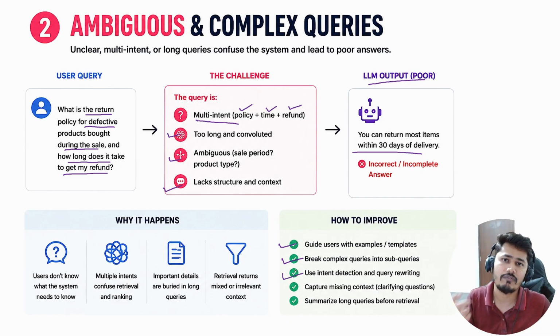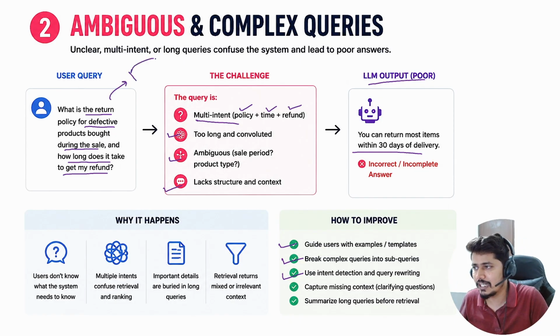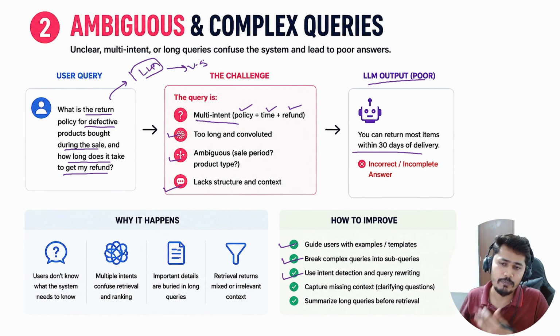First you understand what the user intent is, and you can rewrite the query. You can use an LLM in order to rewrite this query. So this query first will go to the LLM. Your LLM will rewrite this particular query, and then it will pass to the vector store. So that way you can improve the performance.